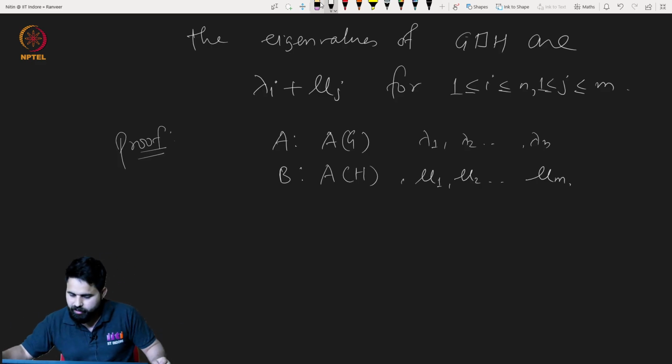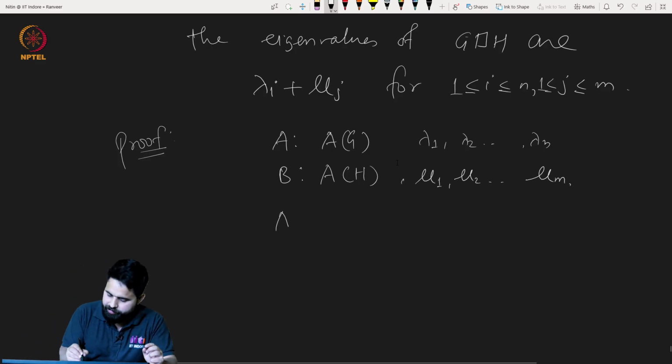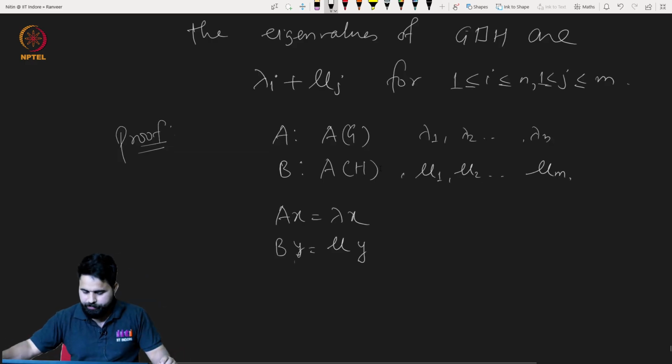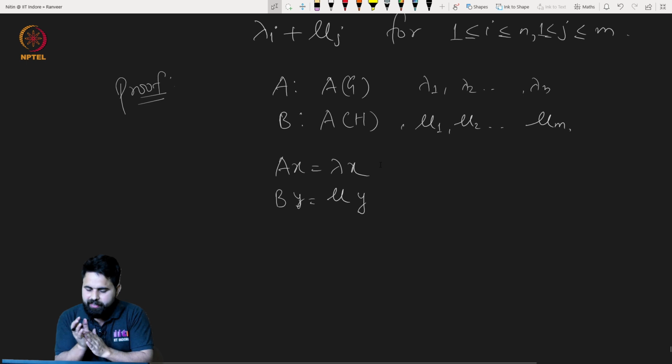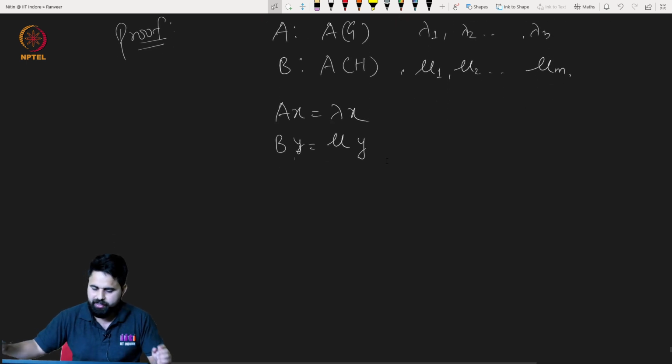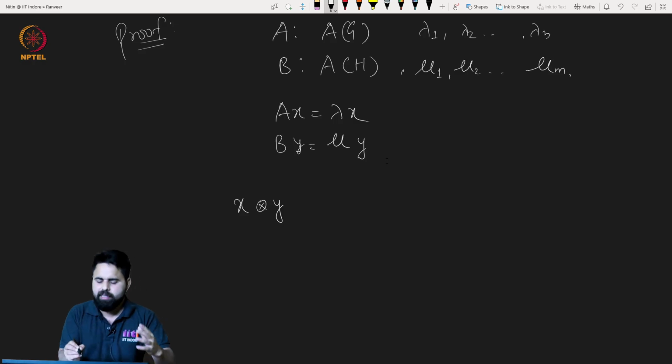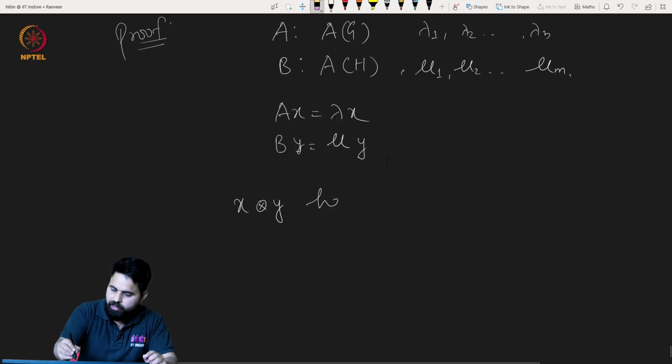Now suppose we have an eigenvalue lambda of A with corresponding vector x, and similarly there is an eigenvalue of B, mu, with corresponding vector y. Very good. Now what? Let us define a vector which I denote by x cross y.